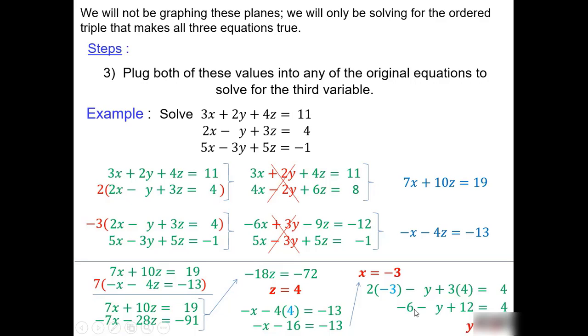In order to see that, negative 6 plus 12 is 6. So if I subtract 6 from 4, I get negative 2. Negative y is negative 2, so y equals 2. And therefore, with a third variable, our solution to the system of equations is negative 3, 2, and 4. So the way that we solve systems of equations, although we're not going to ever have to worry about the graphical representations, we do want to recognize that we're solving using the elimination method, just like with two variables.